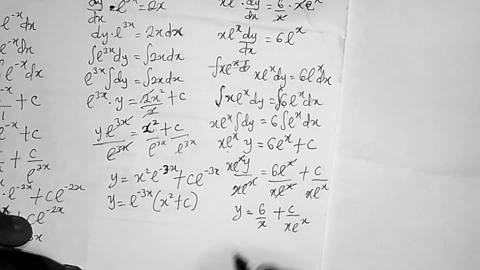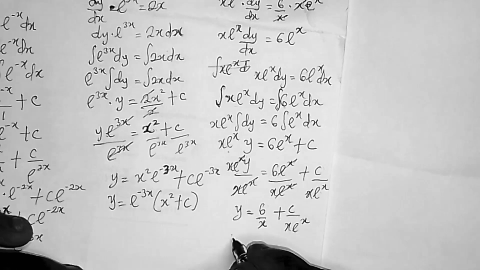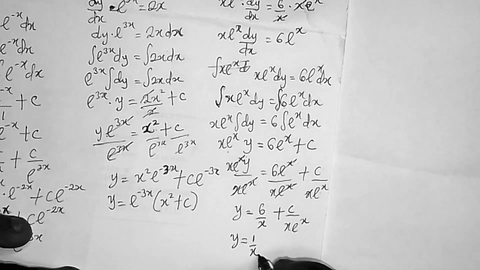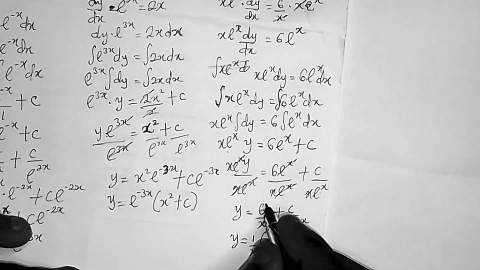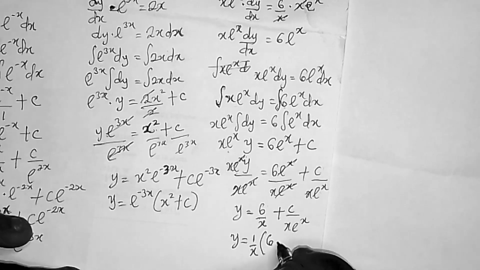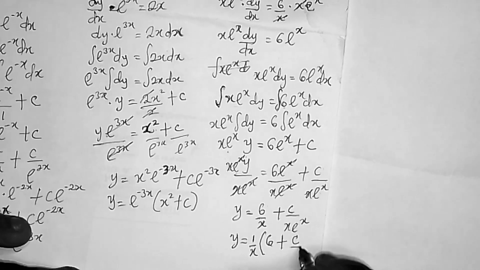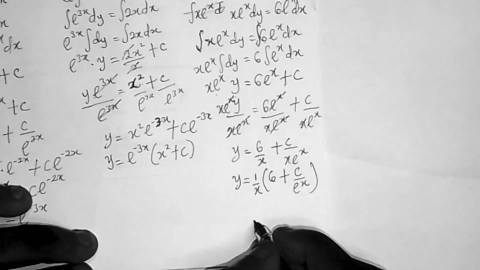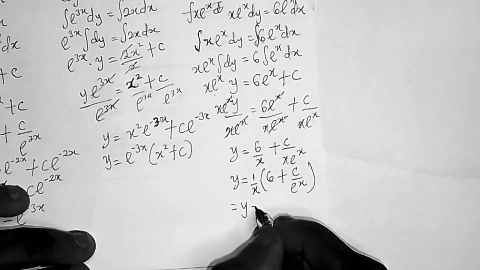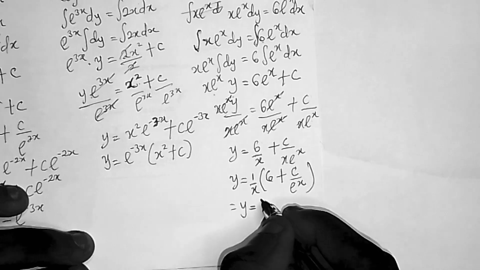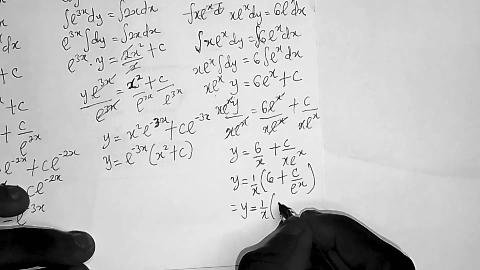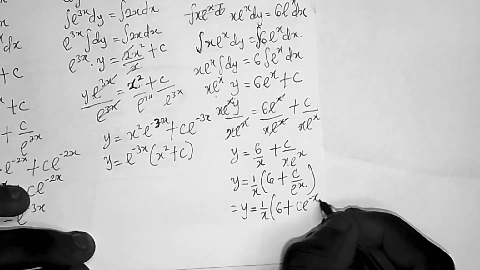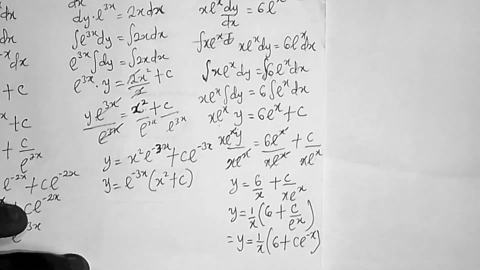So after that, what is the next thing? You can leave this as your final answer, or you say y equal to, what is common between them? 1 over x is common between them. So if 1 over x is common, what will be remaining here? You will have 6 plus c over exponential x, which is the same thing as saying y equal to 1 over x open bracket 6 plus c exponential minus x. So this is your final answer.